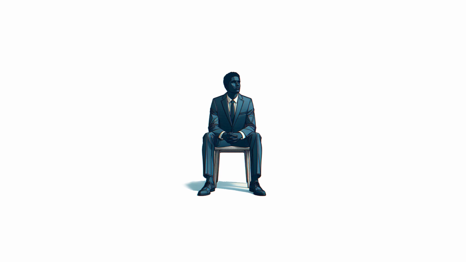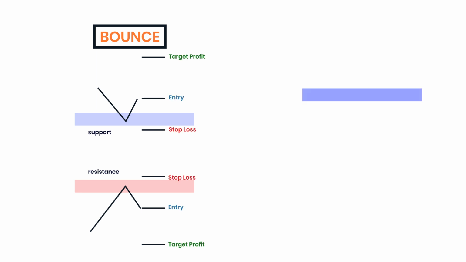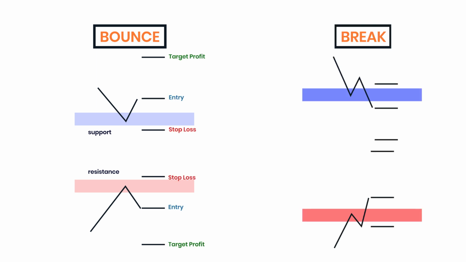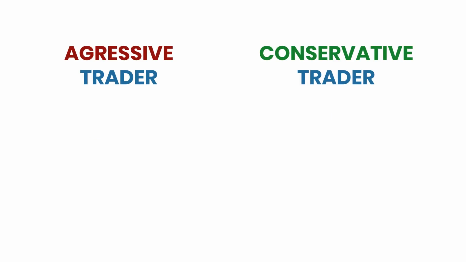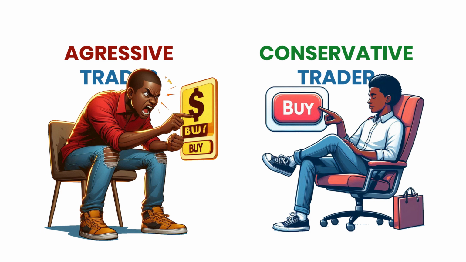Trading support and resistance is a patience game, as you always have to wait for price to get to your zone before you react. There are two strategies when trading support and resistance. We have the bounce and the break strategy. The bounce strategy focuses on entering trades when price bounces off a support or resistance, and the break strategy focuses on entering trades after price breaks a support or resistance. In trading the bounce or break, there are two types of traders, of which you can choose what you want to be. The first kind is the conservative trader, and the other is the aggressive trader.